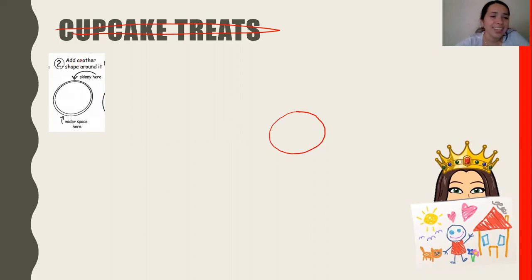Add another shape around it and make sure it's skinnier at the top and wider at the bottom. So we're going to start off skinny, and then at the bottom, it gets a bit wider. And I guess it starts to add the 3D appearance to it.